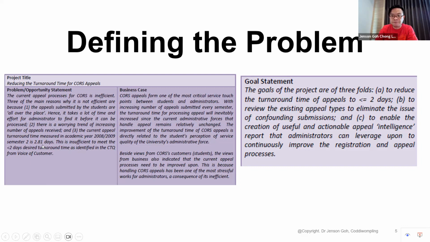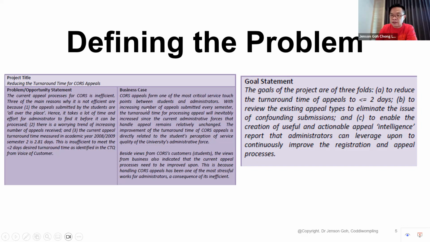The third one is the current appeal turnaround time. In the academic year, we drew from the database and checked from the time the appeal is received till the time the appeal has an outcome. It computed the average, and it actually took 2.81 days. This is obviously insufficient, and quite spot on in the sense that it's close to what is perceived by the students. It's clearly insufficient to meet the requirement set by the students, that we need to do it in less than 2 days.